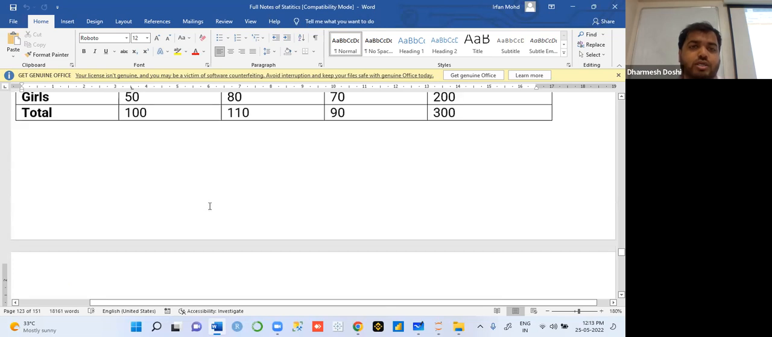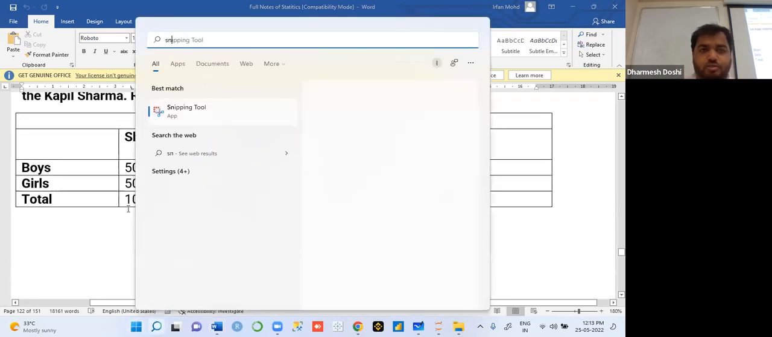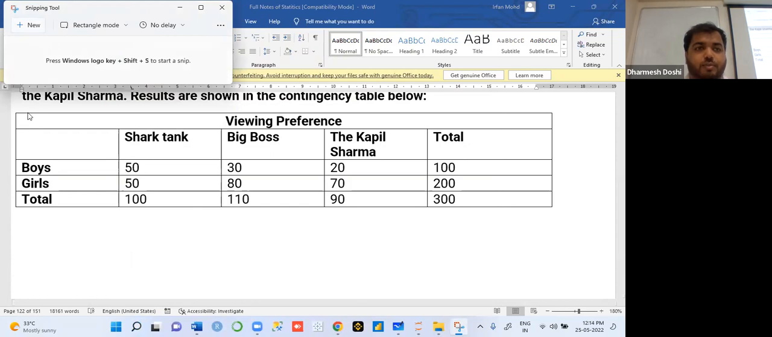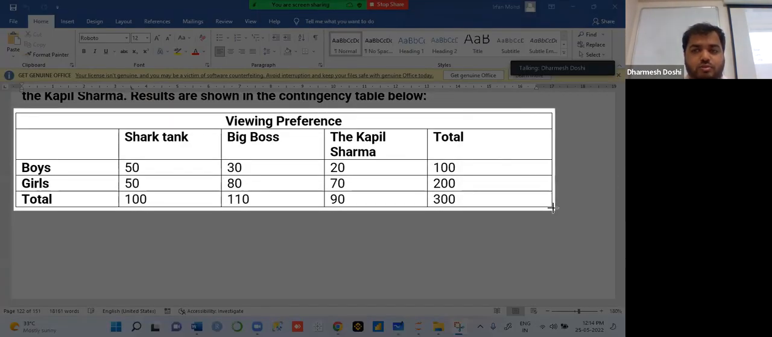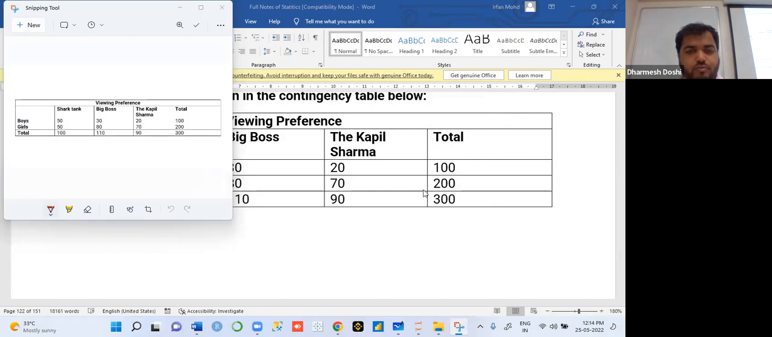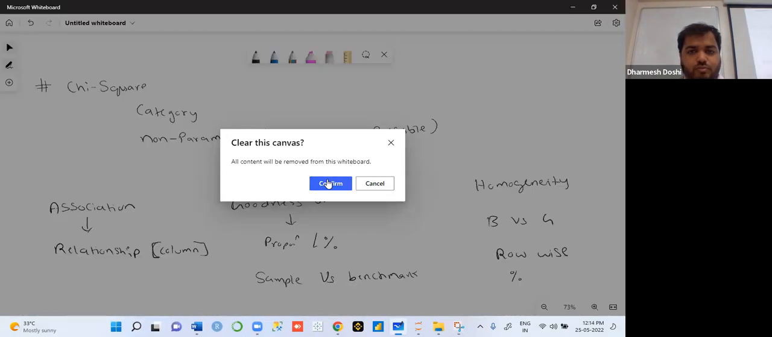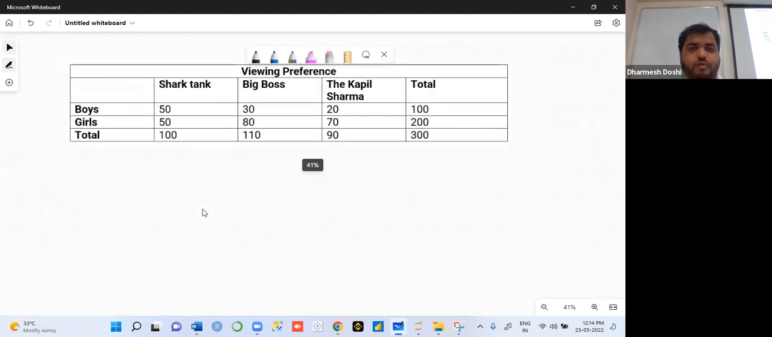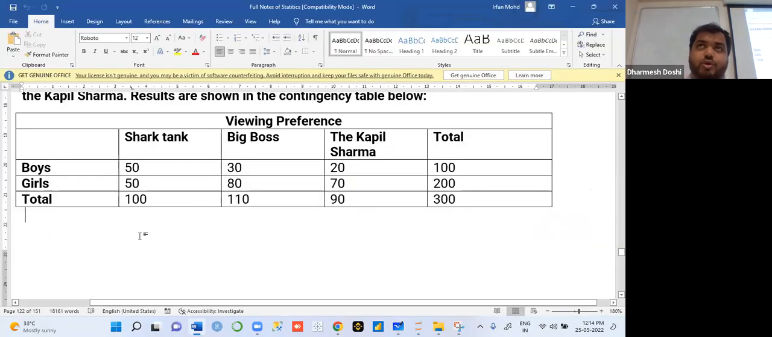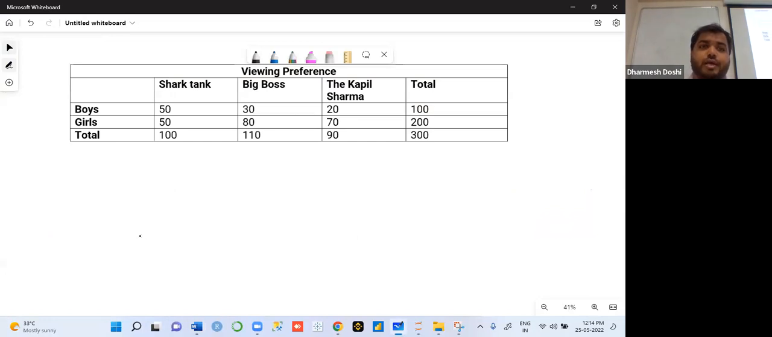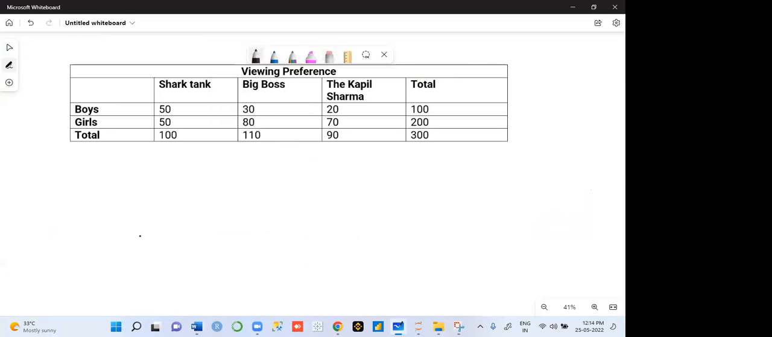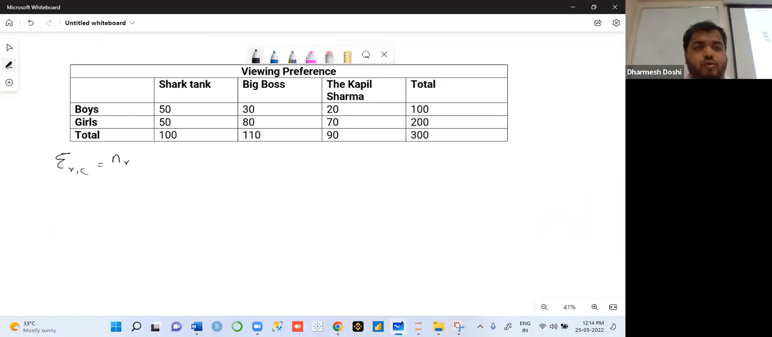Okay. Now, this is the table which we have, guys. Let me copy and paste. I'm bringing it for new students. Now to solve chi-square, we require two things: observed value and expected value. What is the formula for expected? E_RC is equal to NR times NC upon N.